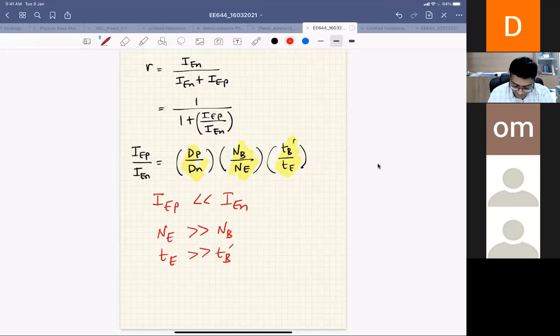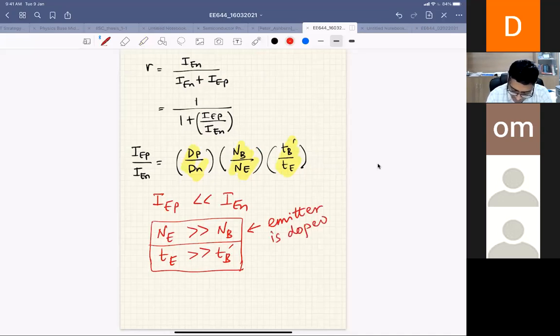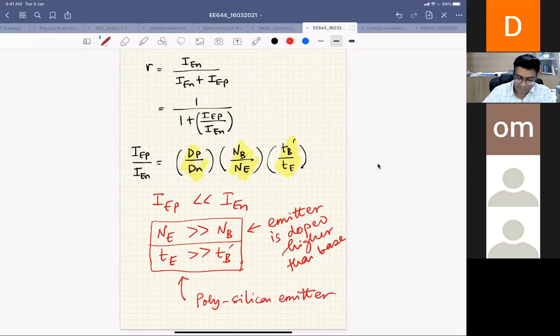These are the design things, because that's the reason we make the emitter highly doped, doped higher than the base, right? This is the reason. And also we want the thickness of the emitter to be much higher than the thickness of the base. And for that, I also told you we have to go to the polysilicon emitter. I will also discuss briefly what a polysilicon emitter is.